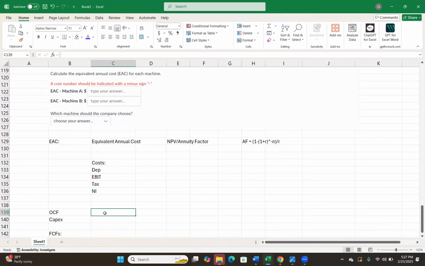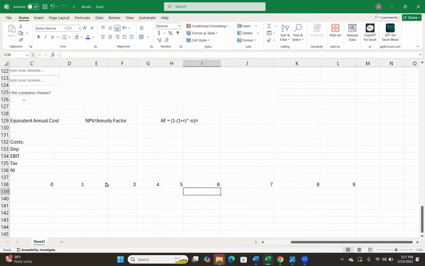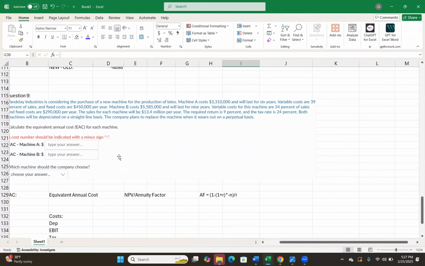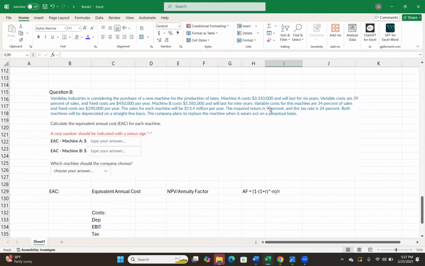Okay. So let's look here. Let me label my years first: 1, 2, 3, 4, 5, 6, 7, 8, 9. I don't know how long they go. Let's look. 9 years and 6 years. Okay, sweet.